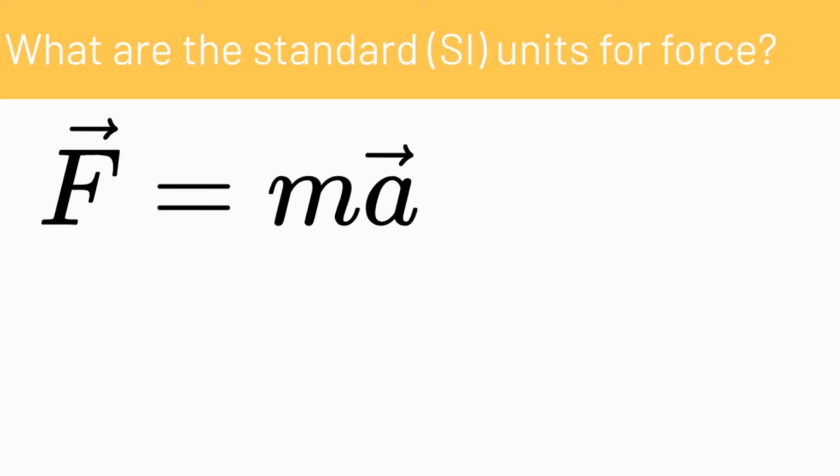All right, let's look at the standard SI units for force. Force is mass times acceleration. For mass, the standard units are kilograms. The standard units for acceleration are meters per second squared. So we have kilograms times meters per second squared, and that unit is the Newton, which we call N. Kilograms meters per second squared is the Newton, and that is our standard unit for force.